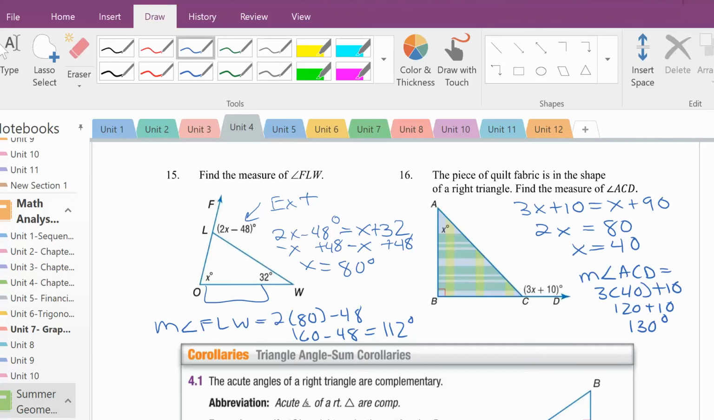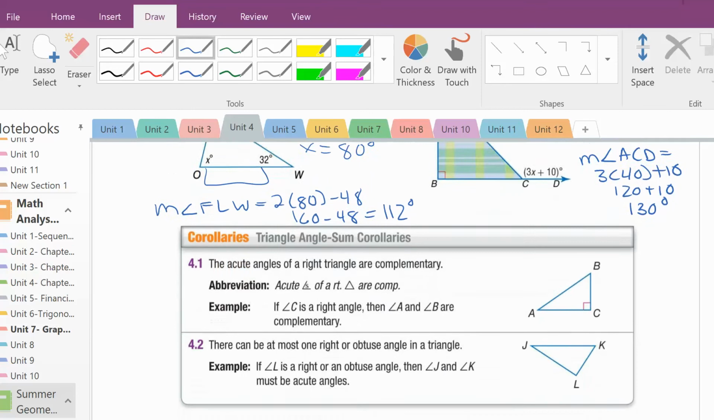All right, so if you look at number 16, the exterior angle is 3x plus 10. The two remote interior are x and 90. So you add them together and you get x equals 40, but then it asks for the measure of angle ACD, which is 3x plus 10. So you put the x back in to get 130. On the other one, I solved for x, but then I forgot to find the measure of FLW, which was 2x minus 48. So you just substitute the 80 in. All right.